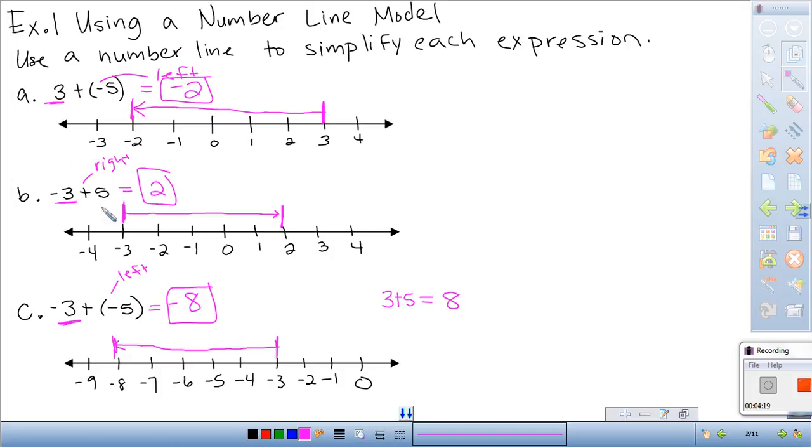So here's where the new tricky part comes in. When they have different signs, a positive and a negative, you have to subtract the numbers. 5 minus 3 is 2.